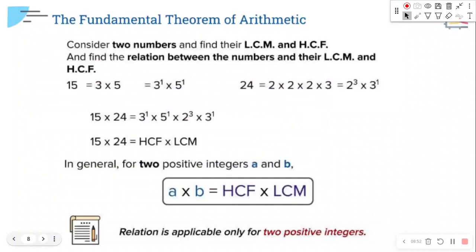So now look over here. Let's take two numbers and find their LCM. Why are we finding it? Because we want to get the relationship between the numbers and their LCM and HCF.